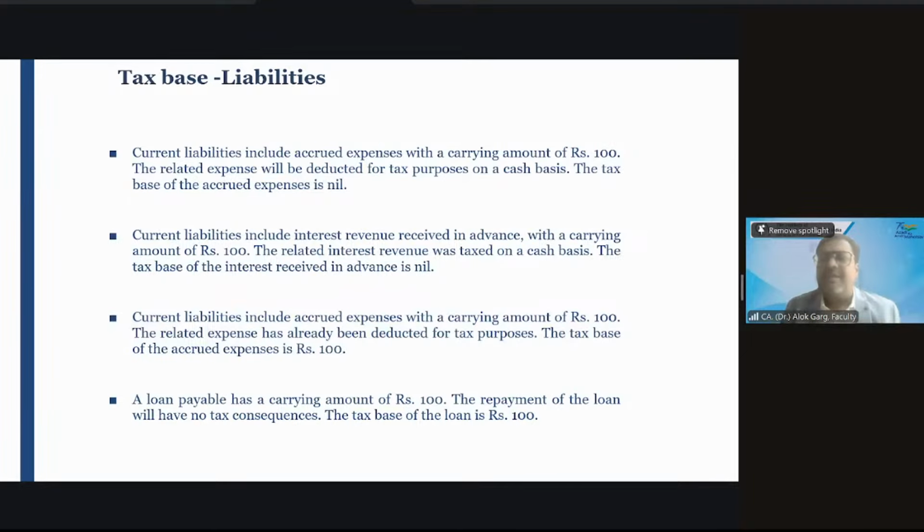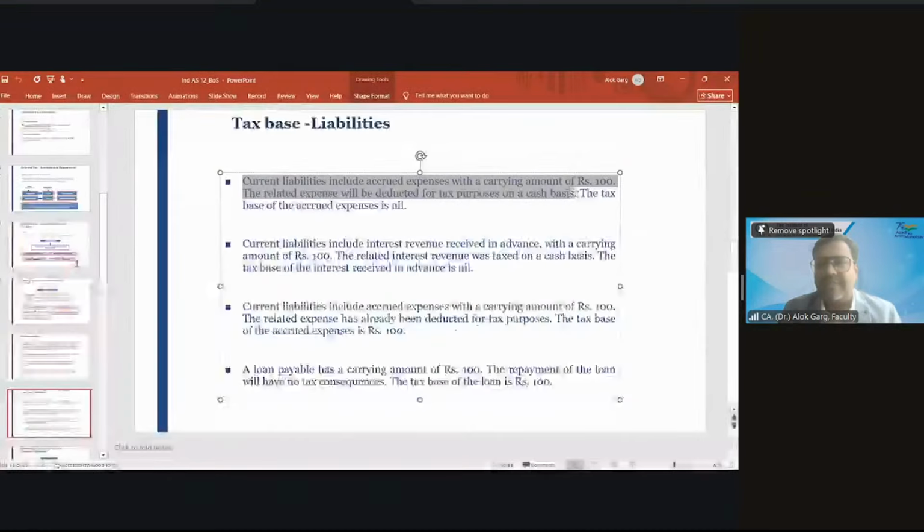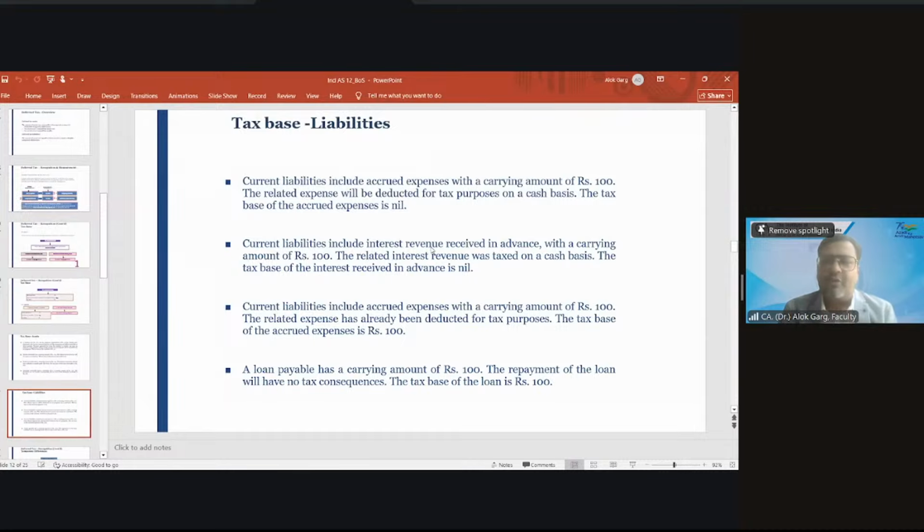Simple, very, very simple. If the tax officer prepares a balance sheet as per income tax provisions, then what will be the tax value of that asset and liability? Simple. Okay. Yes or no? So let me write this in your Excel file. I'll write it in the Excel file, and more coverage will come there.